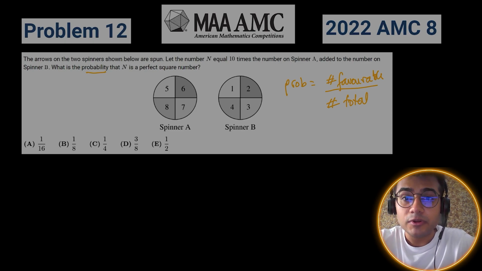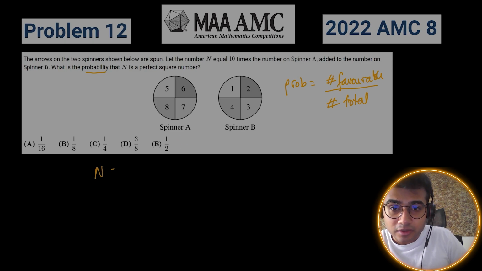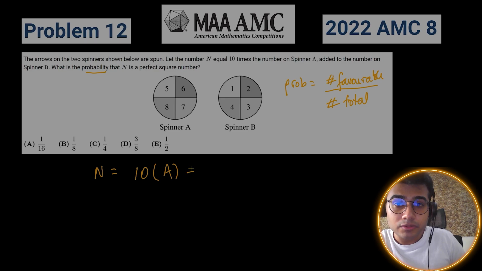So here in this particular scenario, we have two spinners, and they're saying n is a number that is equal to 10 times the number on spinner A plus the number on spinner B. And they're asking what is the probability that it will be a perfect square.